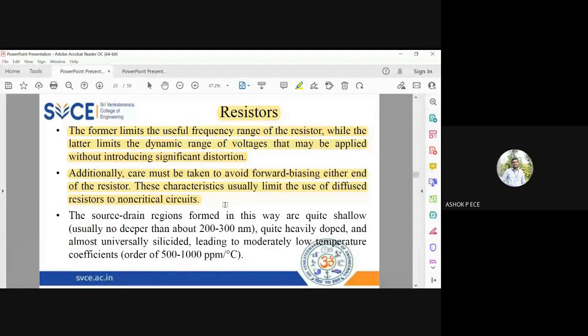Okay. So the source drain regions are formed to be very shallow, heavily doped, and I'm going to use silicided poly, leading to a very low temperature coefficient. So I'm going to fabricate the resistance from the source drain region by proper fabrication methodology. It is going to be very shallow, meaning I'm going to make it very, very thin, not exceeding 200 to 300 nanometers, but heavily doped, and mostly silicided poly I'm going to use. And the temperature coefficient I get is 500 to 1000 ppm per degree Celsius.